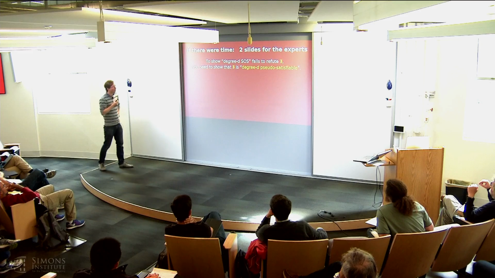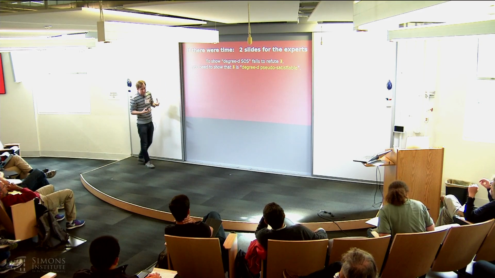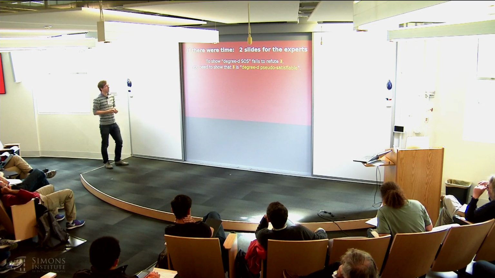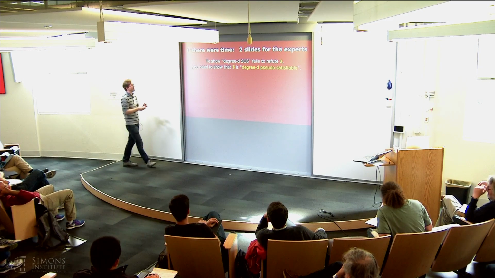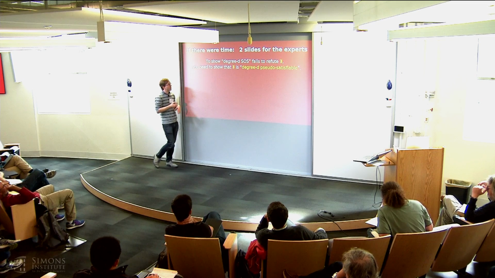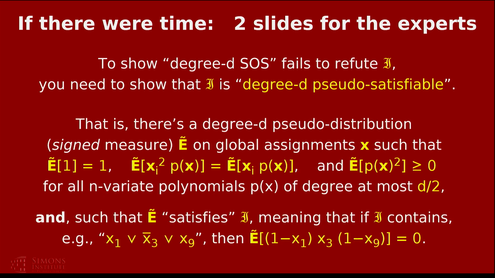Okay. So if you know a little bit about SOS, you know in order to show that degree D SOS algorithm fails on some instances, let's just talk about refuting, okay? Fails to refute satisfiability, you need to show that the instance is somehow degree D pseudo-satisfiable. I'm glad I could work a pseudo adjective into this talk, just as a sop to the title of the conference. So what does that mean?